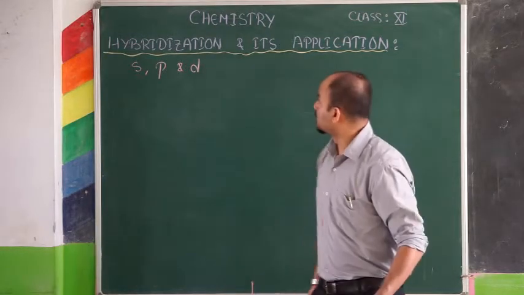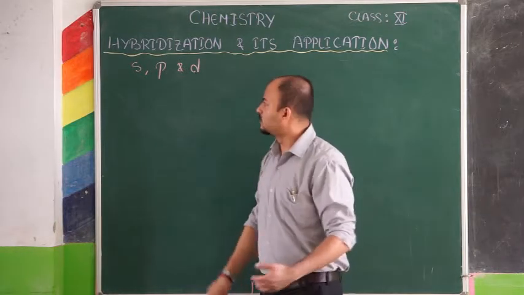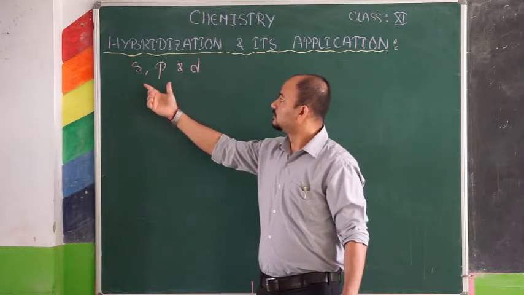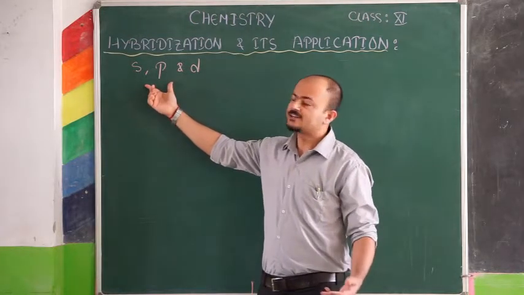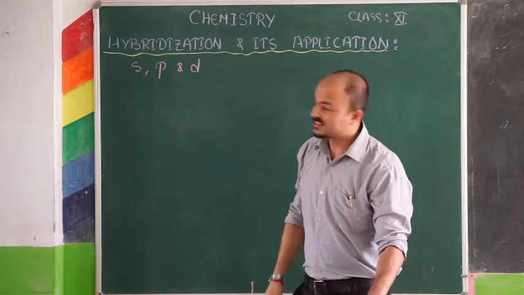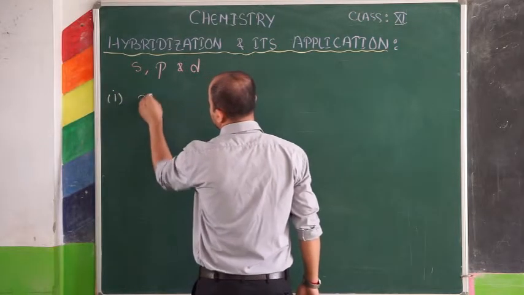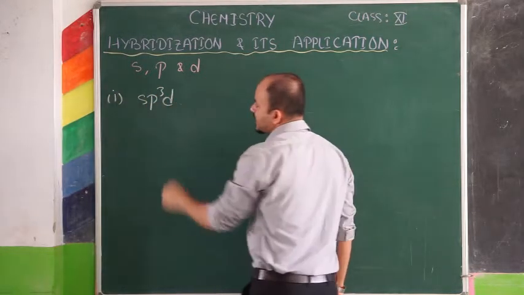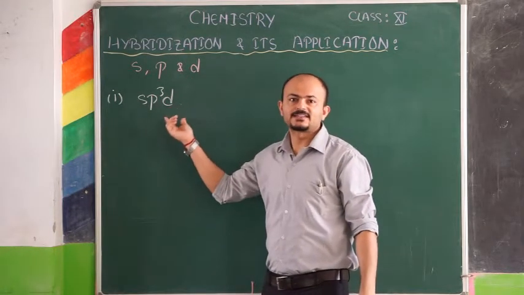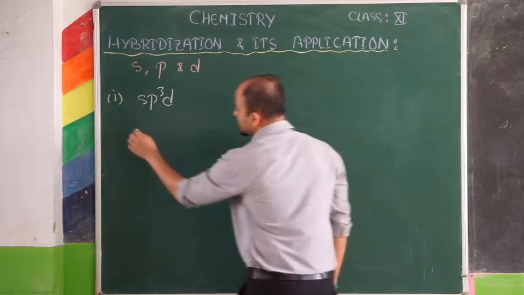Today we will be discussing hybridization and its application. In our previous video, we discussed hybridization involving s and p orbitals. Today we will be discussing hybridization where d orbitals are also involved. So this is the application part. Here we will be having three types of hybridization involving d orbitals. Here in class 11 we will be discussing this. Okay, so let's discuss an example.